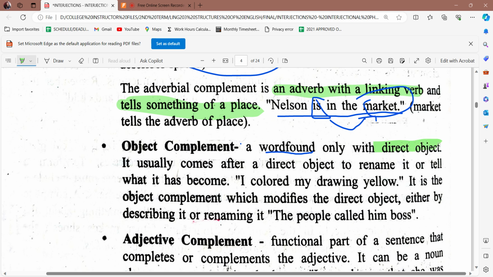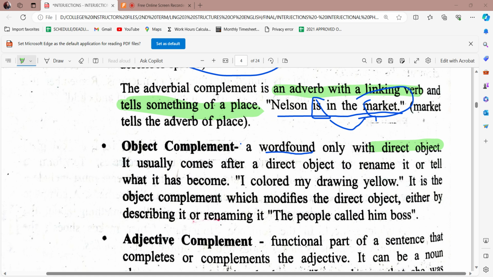Okay? In order for you to identify the object complement of the sentence, you need first to identify the direct object. Alright? I-identify nimo ang direct object sa sentence. Okay? When you say direct object, it is the object that receives the action. It answers the question who or what. Okay? So we have already discussed that one in our previous discussion. So I hope that you can recall.